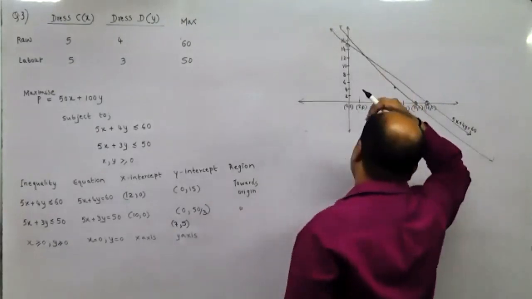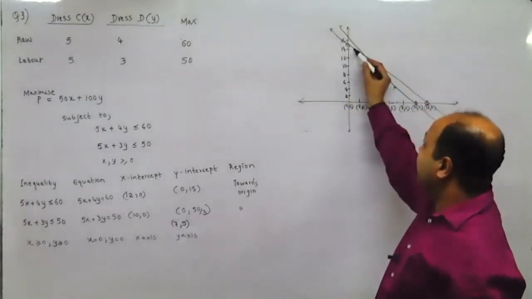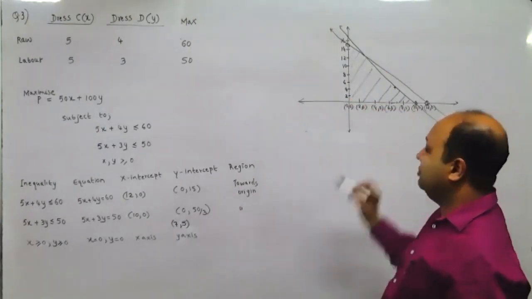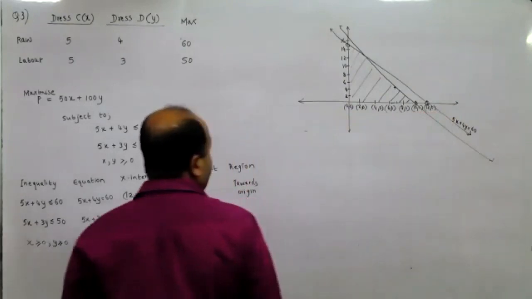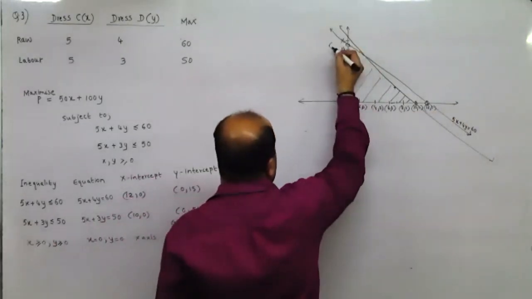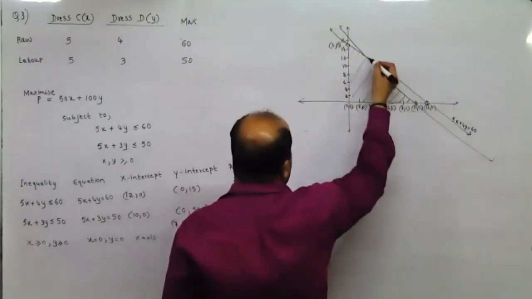This is the second line. Both are towards the origin. So extreme left, so this is the common region. Now, here this is 0, 15. This is 10, 0.